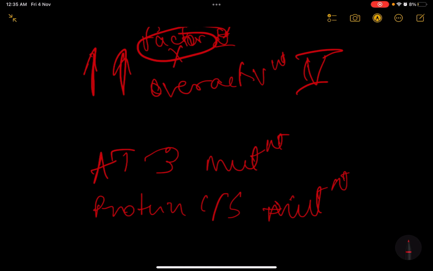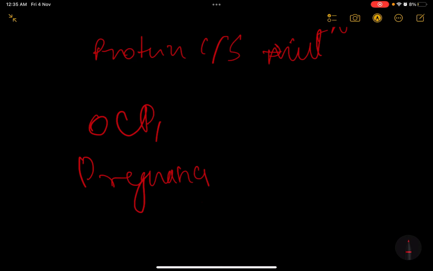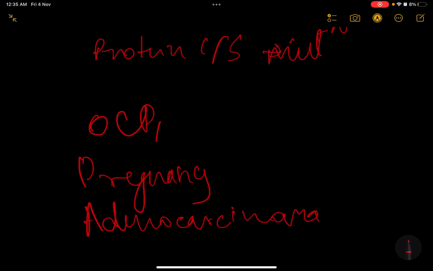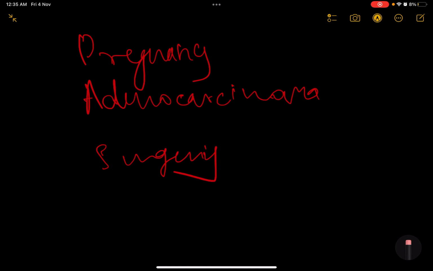So that's very important. Also, it can be due to certain OCPs, it can be due to pregnancy. It can be due to an adenocarcinoma, usually an adenocarcinoma of the small intestine or of the large intestine, like polyps, which can lead to a lot of excess coagulation. Adenocarcinoma is very important. Also, a lot of surgical procedures can lead to this condition. Surgeries can lead to pulmonary embolism.